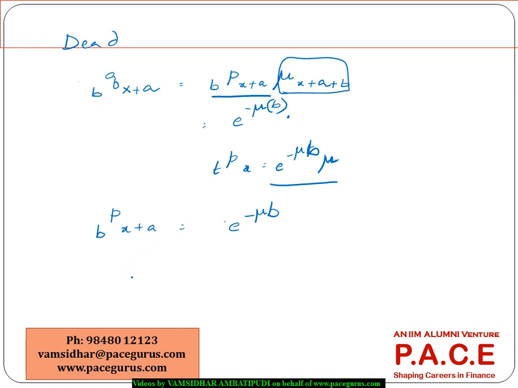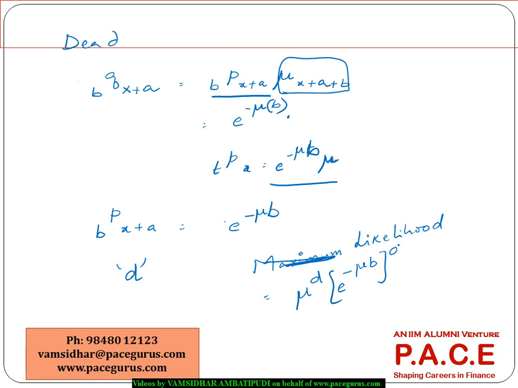So if there are some d number of deaths that have occurred during this period, out of all the people which I have observed, then what is the likelihood function here? The likelihood function is the product of all the corresponding probabilities. So for the dead people, mu power d into e power minus mu b, to the power d. This is what is being contributed by the dead people to the likelihood function.